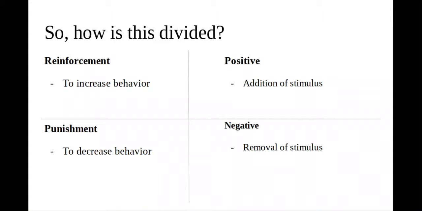So, how is this divided? This is divided into two different sections, which are reinforcement and punishment. Reinforcement is to increase behavior, and punishment is to decrease behavior. It is further divided into positive and negative. Positive is the addition of stimulus, and negative is the removal of stimulus.